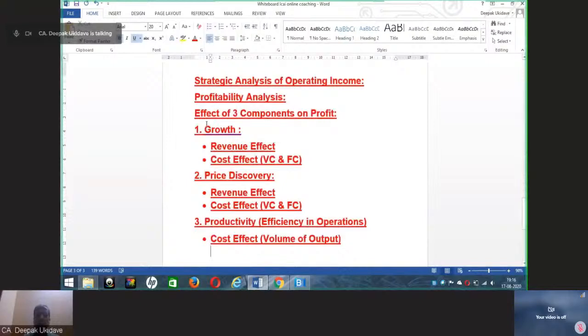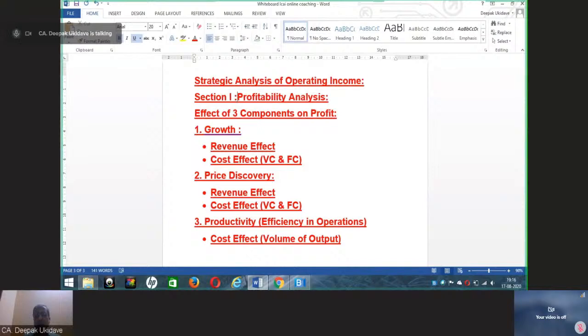Profitability analysis, this is section 1. I am highlighting section 1, profitability analysis. Or profitability analysis section 1. Because the roadmap should be very clear in your mind.